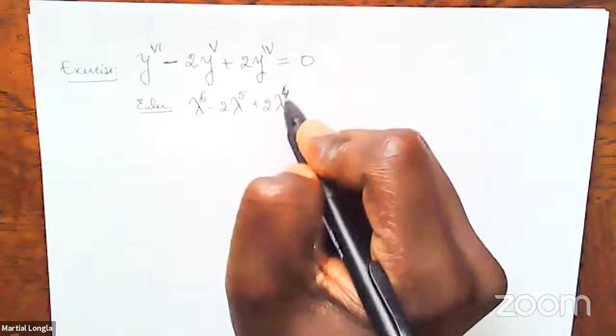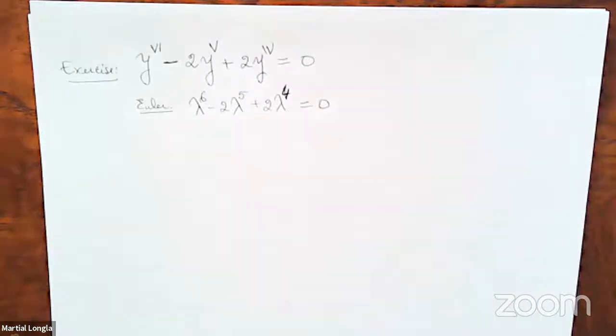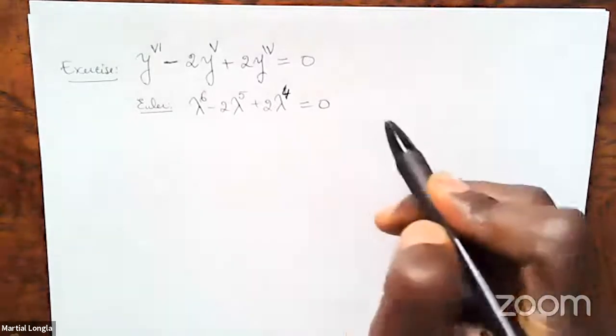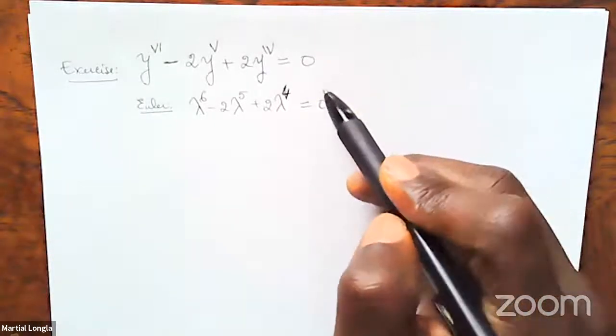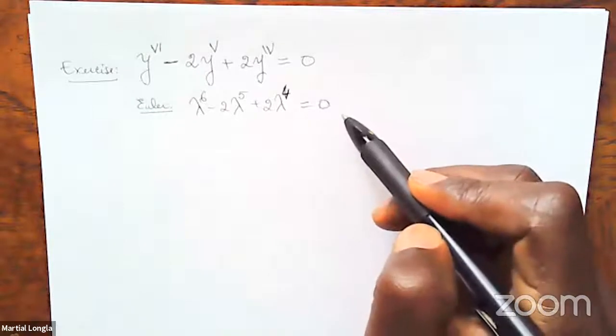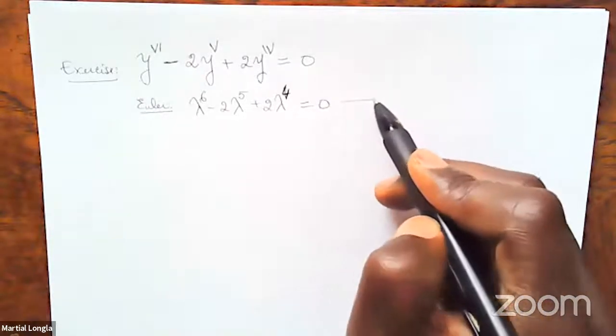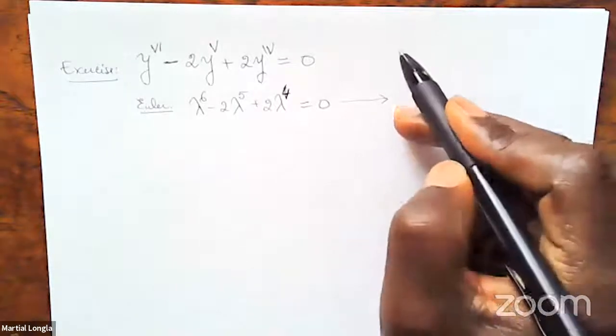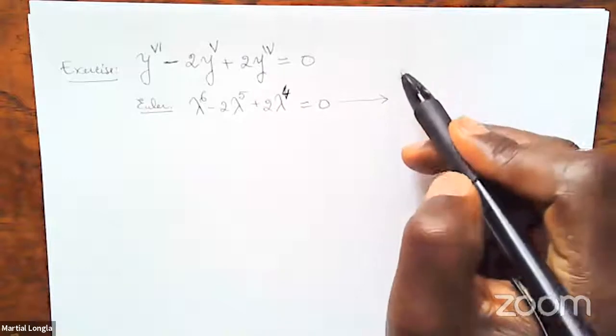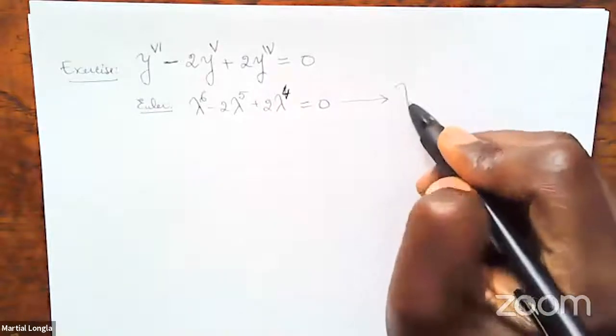Perfect. Now, how do we go about solving this? How do we solve this one, Mike? Can't you take out a lambda because they all have lambda? What power of lambda? You can take out lambda to the 4. Lambda to the 4, that's correct.